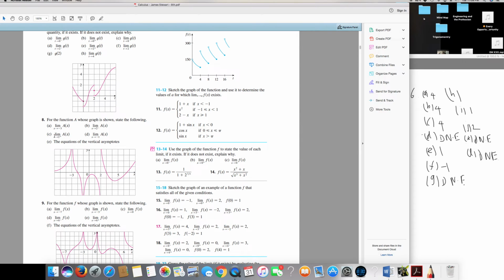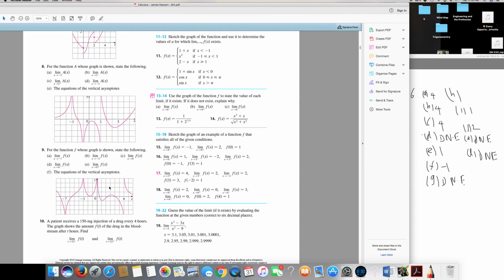And the C question is asking the limit of A of x as x approaches 2 from the right hand side. So when it approaches 2 from the right hand side, the graph goes up and up and up. It's positive infinity. So the answer is positive infinity. And for the D question, they are asking the limit of A of x as x approaches negative 1. Negative 1 from the left hand side is going to be negative infinity. Negative 1 from the right hand side is going to be negative infinity. So both limits have the same answer. Therefore, the limit exists and the answer is negative infinity.